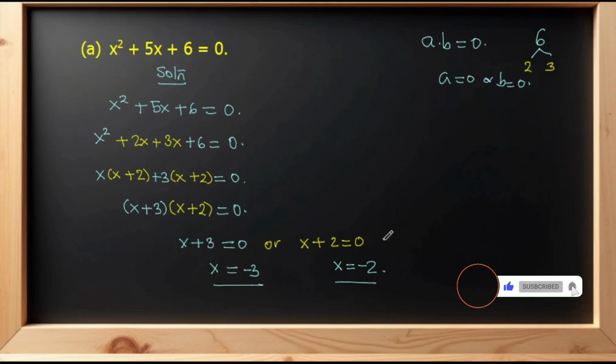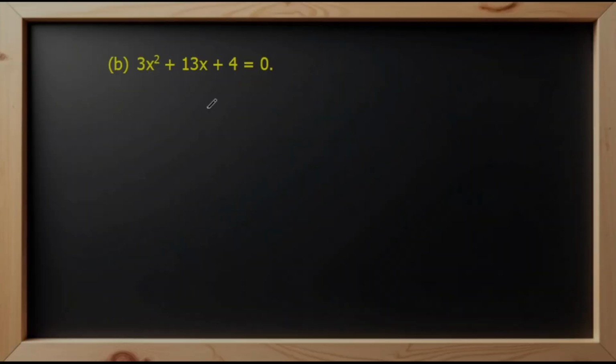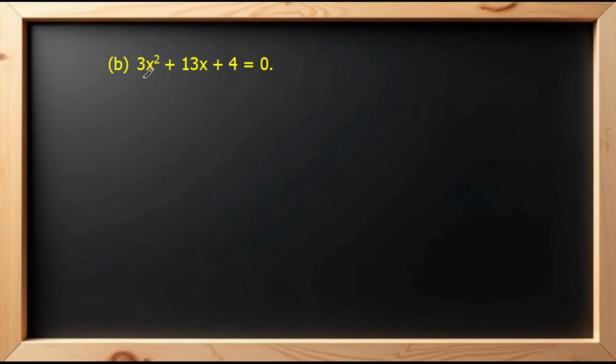So with this, let's move on to the next board to look at part B of this question. In this question, we are looking at this quadratic equation looking somehow unique, with the leading term having a coefficient of 3. So what do we do in this scenario? So we take a look by copying it down here.